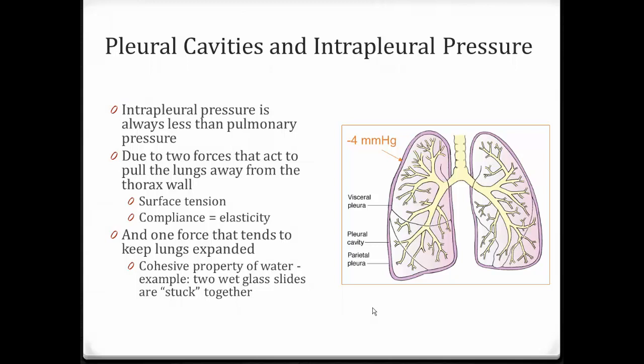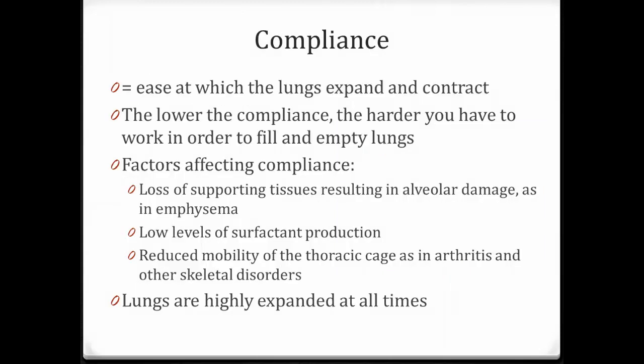But the recoil of the compliance and the surface tension wants to pull the lungs away from the wall. So these opposing forces end up causing the slight pull away, and that gives that negative pressure. Having that negative pressure is what's going to keep the lungs expanded so that they don't collapse. Now let's look and see what this compliance and surface tension stuff's all about.